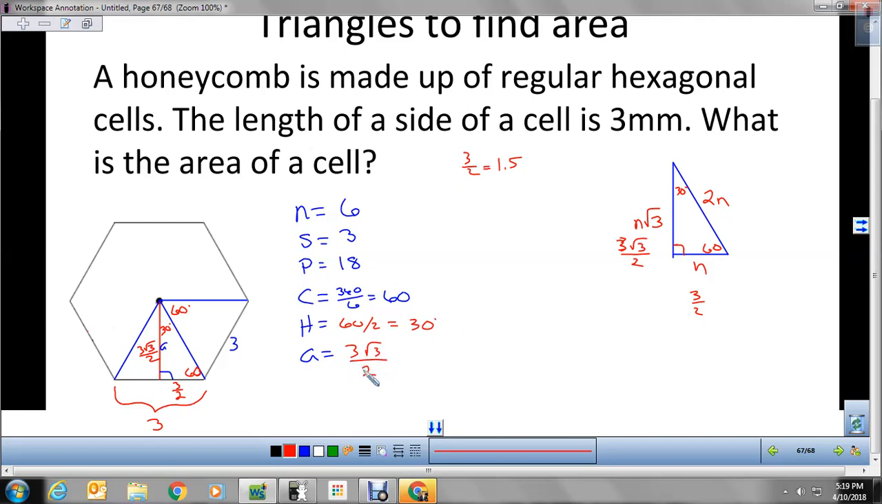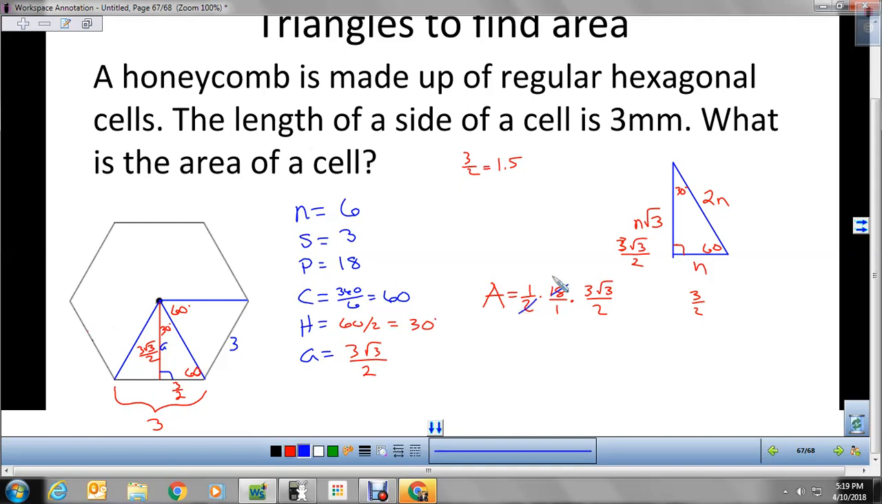So we have now our apothem, we have our perimeter. We can now solve for the area of this hexagon. So area equal to 1/2. Now this is a fraction, so I'm going to make 18 a fraction. So 18 over 1 times 3 radical 3 over 2. So we can simplify this as we go.